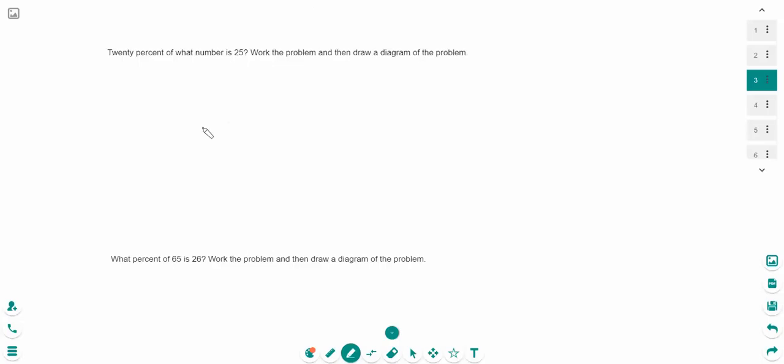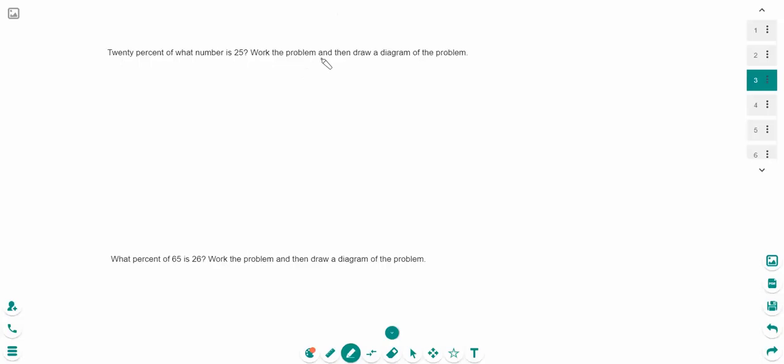So here is a story problem. 20% of what number is 25? Now, this is the rub. After it says, work the problem and then draw a diagram of the problem. Now you might be saying, Jim, why do I have to draw a diagram? I know I can figure this out, just like we did the previous one. Well, I have my reasons. The book has its reasons.